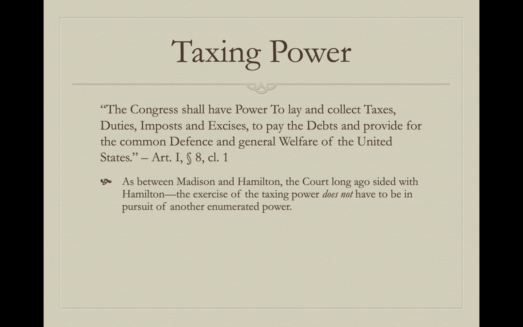And as the court explains in this Butler case, the court long ago sided with Hamilton, that the taxing power is an independent, freestanding power. It doesn't have to be used in conjunction with one of Congress's other enumerated powers.